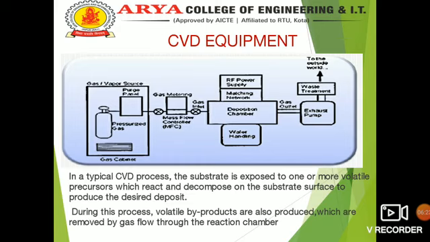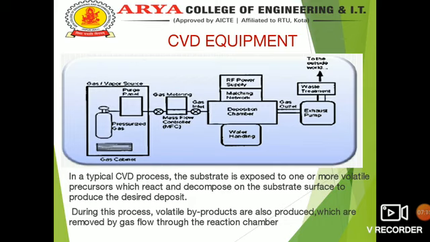In a typical CVD process, the substrate is exposed to one or more volatile precursors which react and decompose on the substrate surface to produce the desired deposit. During this process, volatile byproducts are also produced, which are removed by gas flow through the reaction chamber.